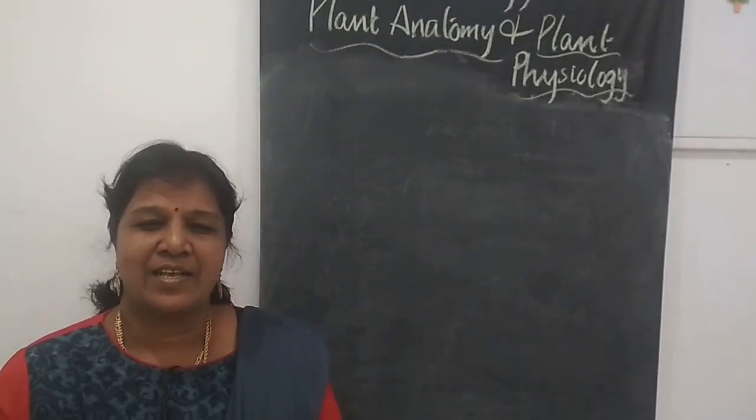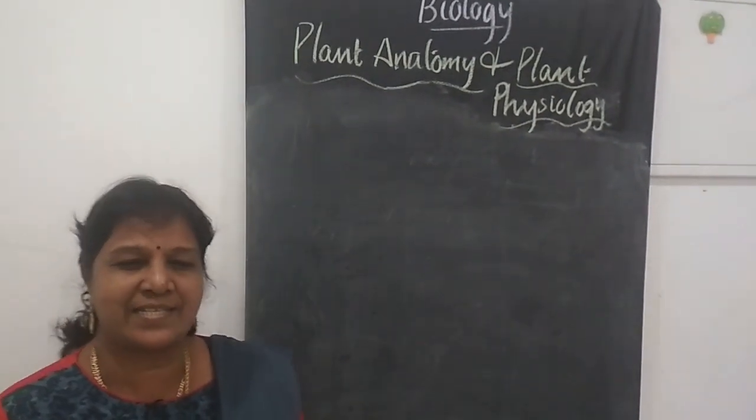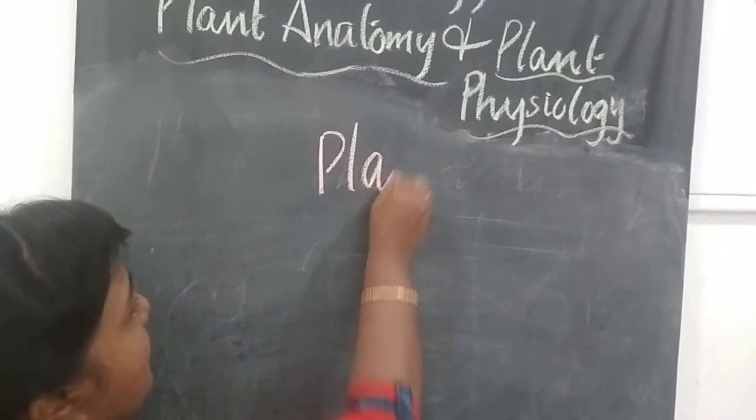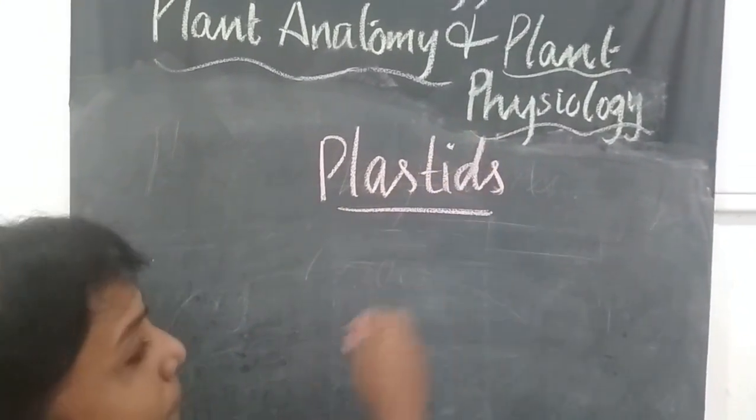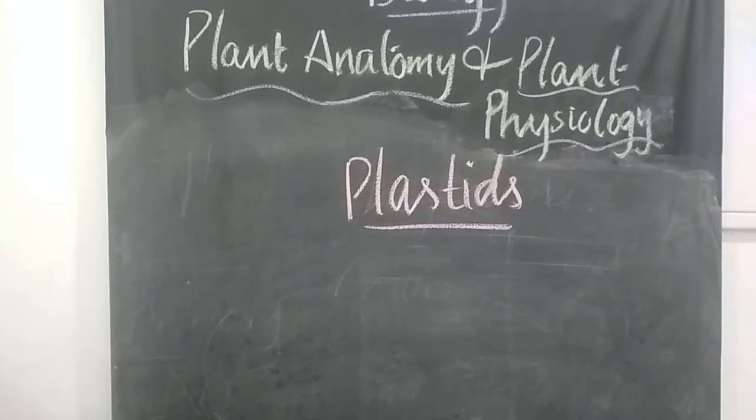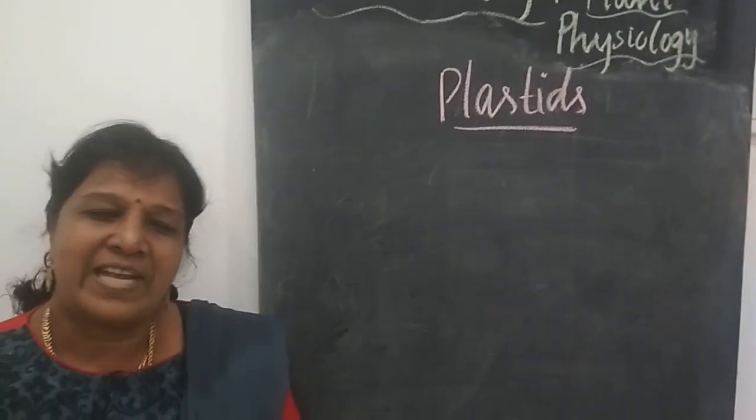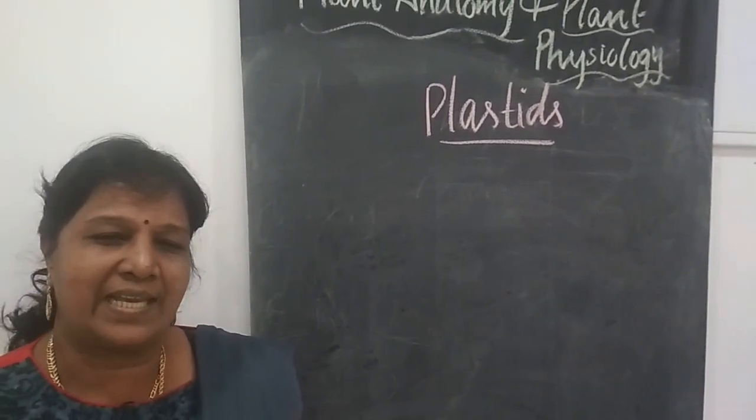Hello students, today in this video let us see the cell organelle plastids. Where can we see these plastids? We can see these plastids in plants and in some algae.